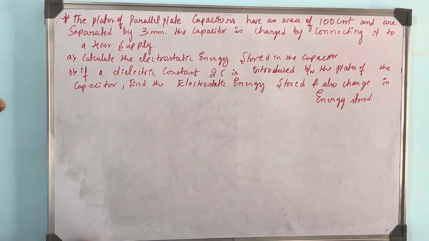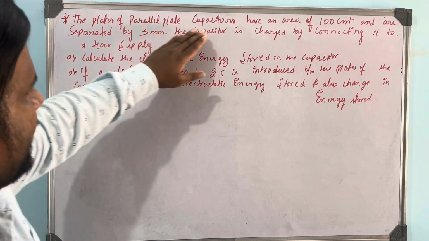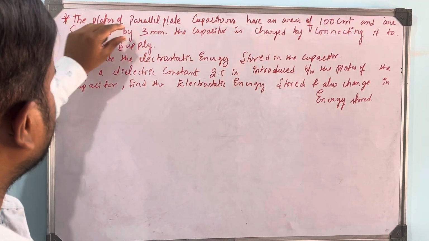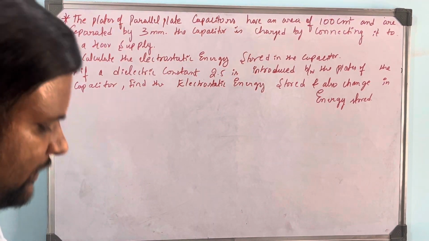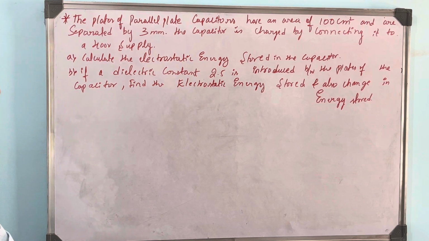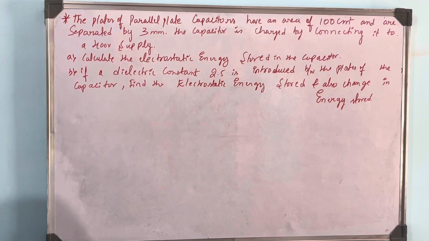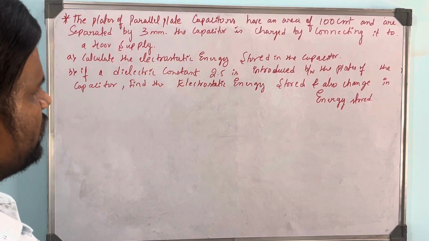So now, the next numerical: the plates of a parallel plate capacitor have an area of 100 centimeter square and are separated by 3 millimeter. The capacitor is charged by connecting it to a 400 volt supply. Calculate the electrostatic energy stored in the capacitor.